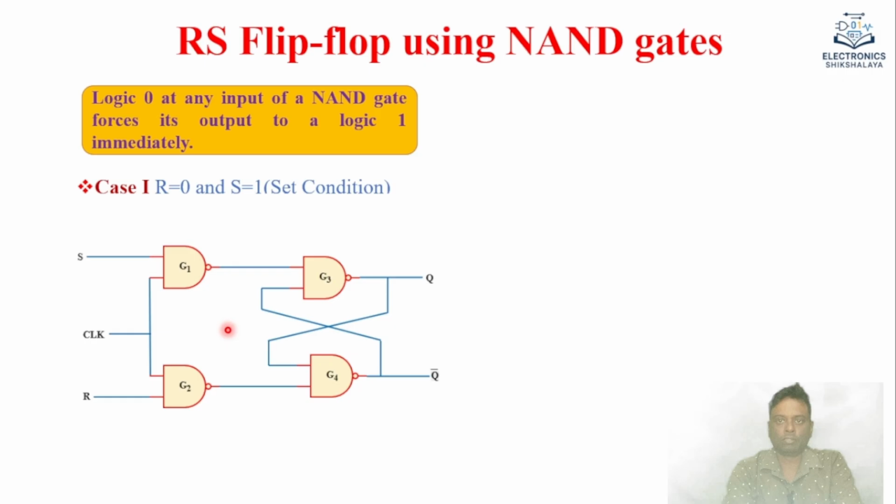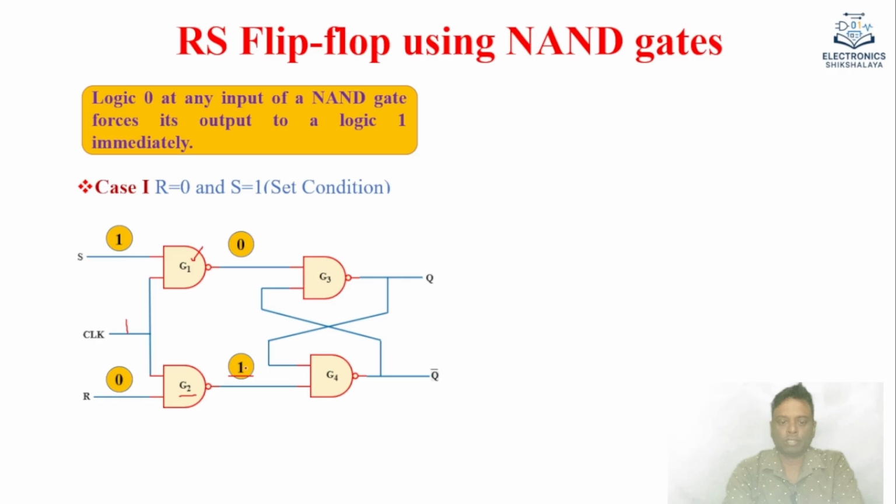This is our logic diagram of this RS flip flop. The clock is equal to 1, and we are assuming that there is a clock in all our operations. So R value is 0 and S value is 1. What will the output now? G1 has both inputs 1 and 1, so the output will be 0. Similarly, G2 has one input 1 and another input 0. What will the output? The output will be 1.